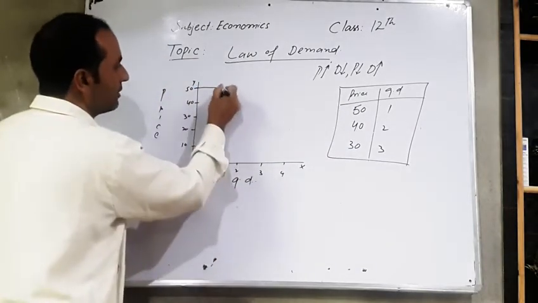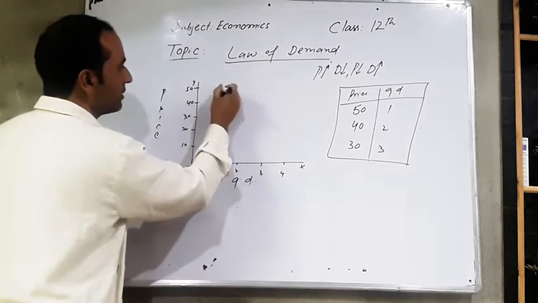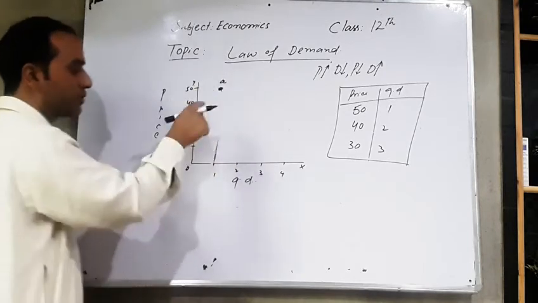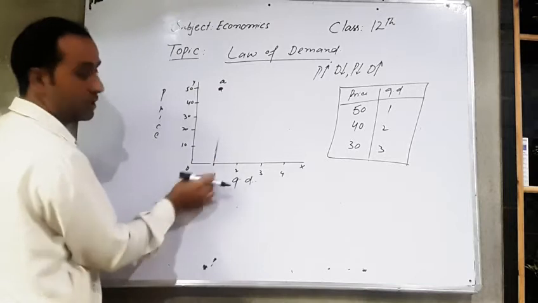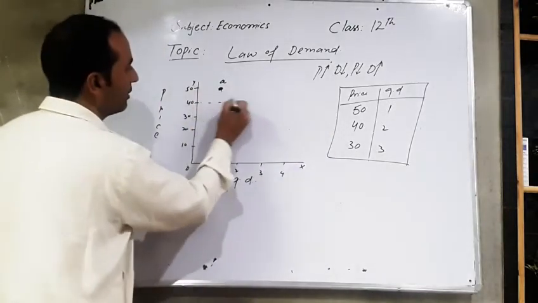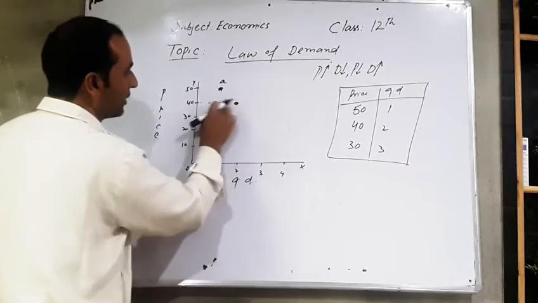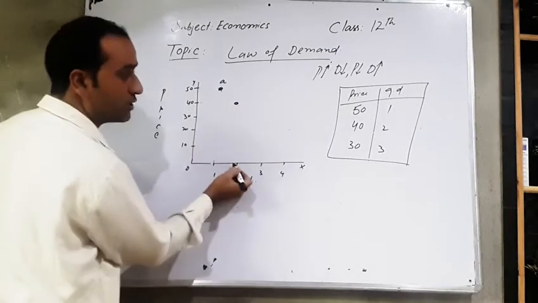So this point, let's name this as point A. The point A has x coordinate 1 and y coordinate 50. It shows that at price 50, quantity demand is 1. Now when price goes to 40, quantity demand is 2. This point shows when price is 40, quantity demand is 2.